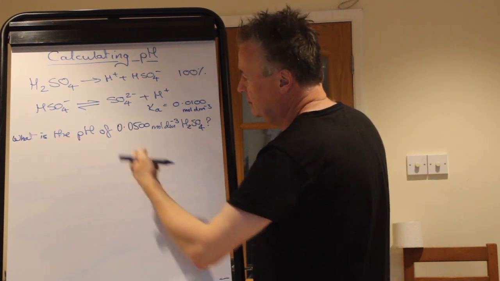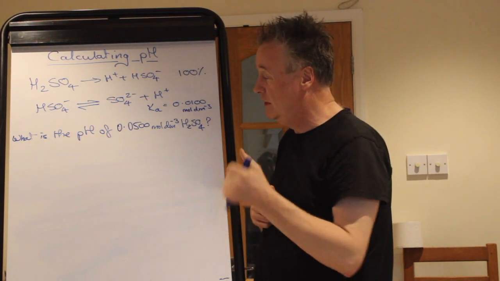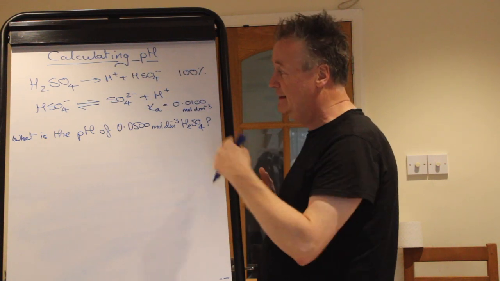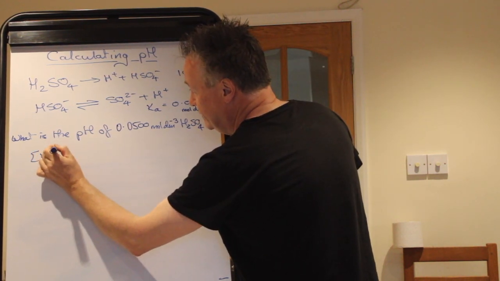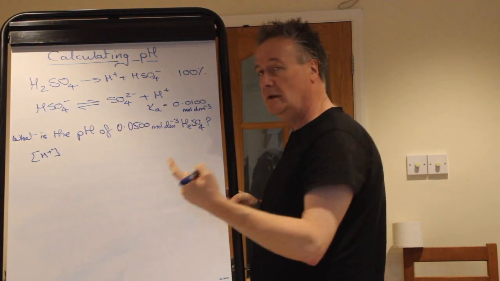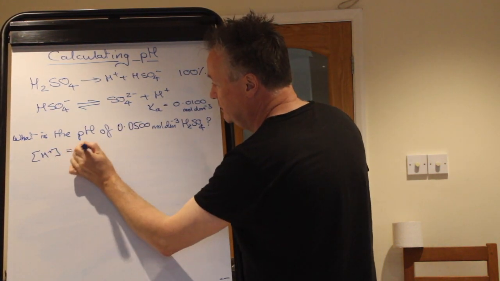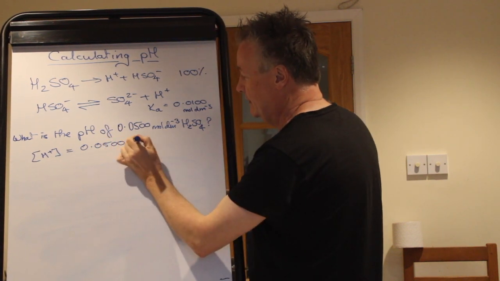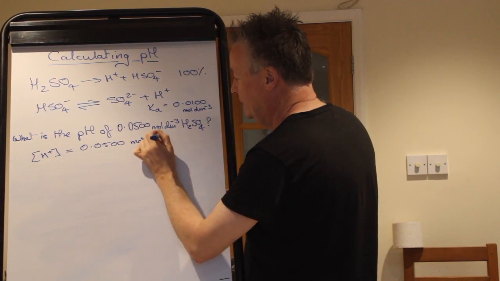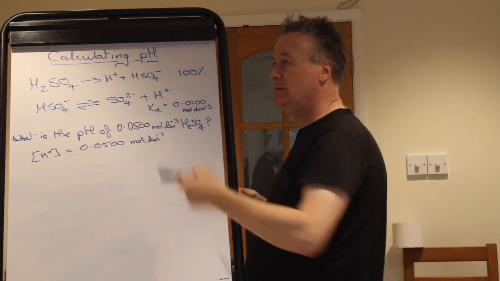So I've got a question here. What is the pH of 0.05 moles per cubic decimetre sulfuric acid? So first thing is, off that first top ionisation, the concentration of hydrogen ions is 0.0500. And then we have to determine what's the add-on for doing the second one.